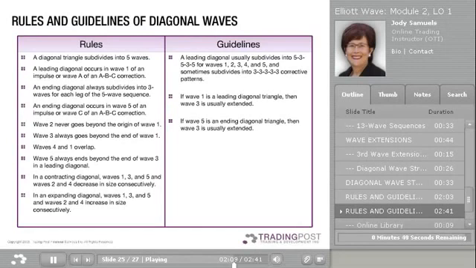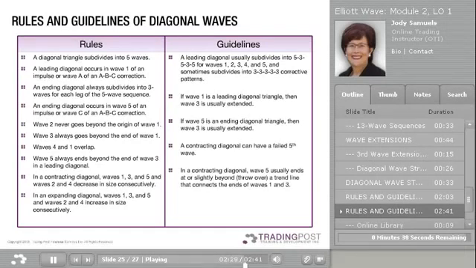4. A contracting diagonal can have a failed fifth wave. 5. In a contracting diagonal, wave 5 usually ends at or slightly beyond, a throw-over, a trend line that connects the ends of waves 1 and 3. And 6. In an expanding diagonal, wave 5 usually ends slightly before the trend line that connects the ends of waves 1 and 3.